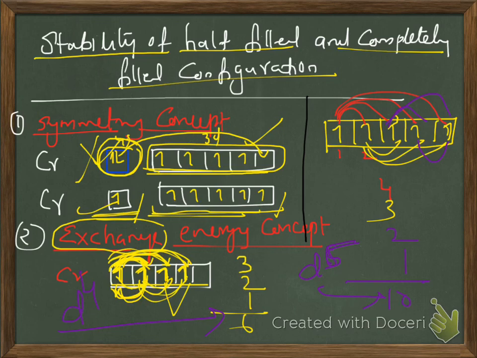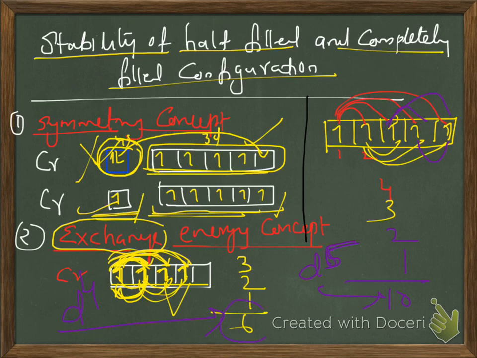One thing we have to find is that during this exchange process, a small amount of energy is liberated in the form of exchange energy. That means as the number of exchanges increases, a higher amount of exchange energy is released. So the energy of the system decreases and the system becomes more stable.